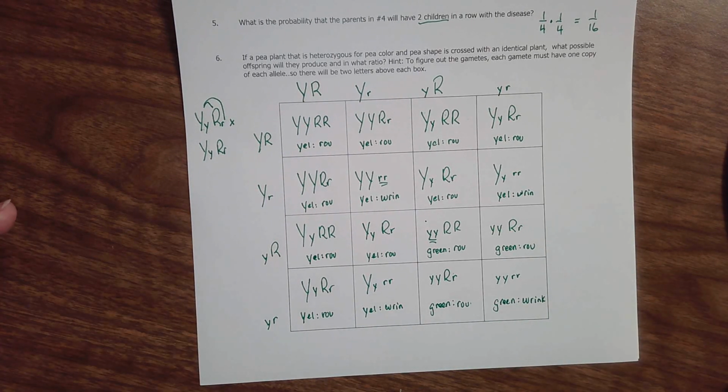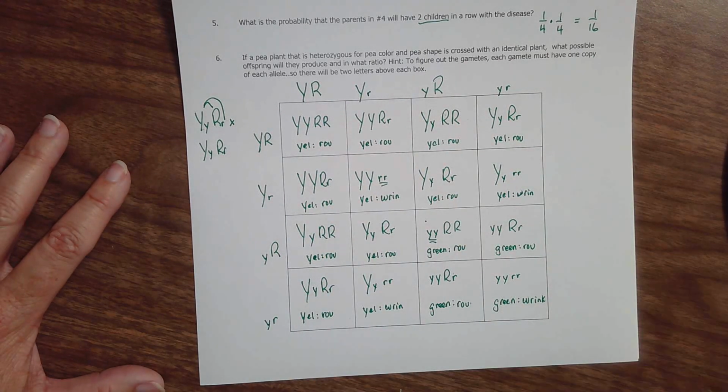Okay, so now I have all my genotypes and phenotypes, and that was pretty tedious and took a long time. There is a shortcut that I will show you as we start moving through these problems, because I don't want you to have to work a two-trait problem this way. There is a shortcut using probability that goes a lot faster.